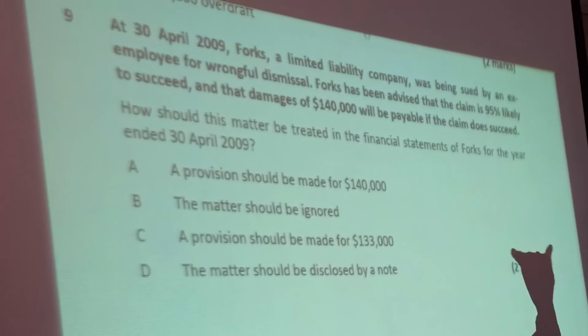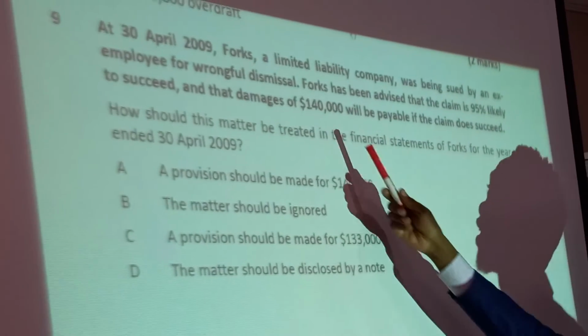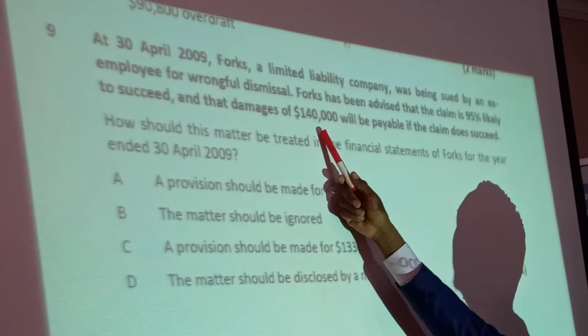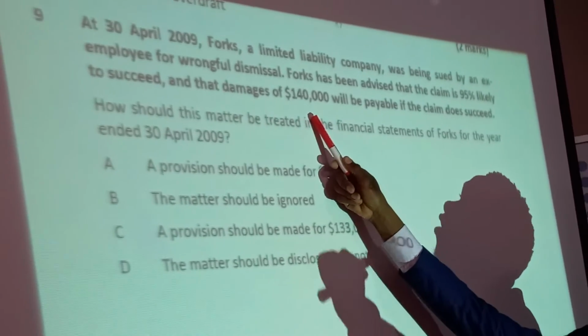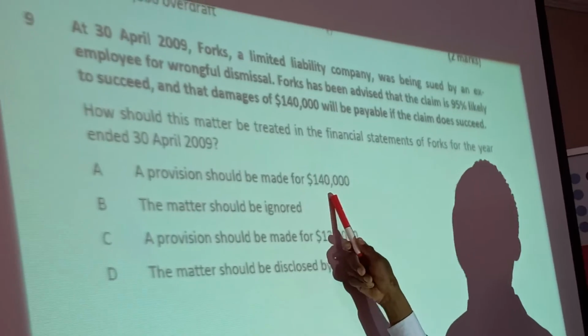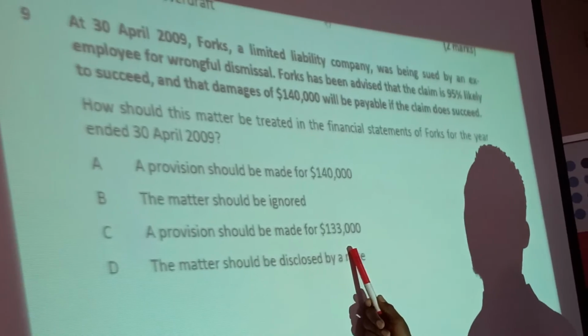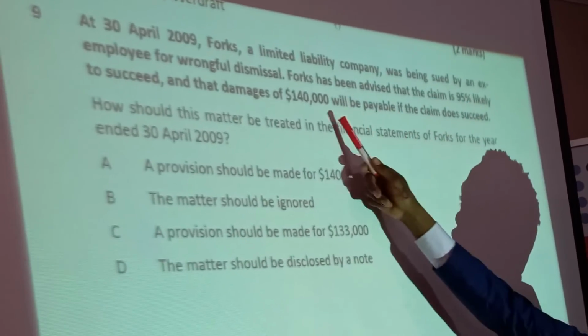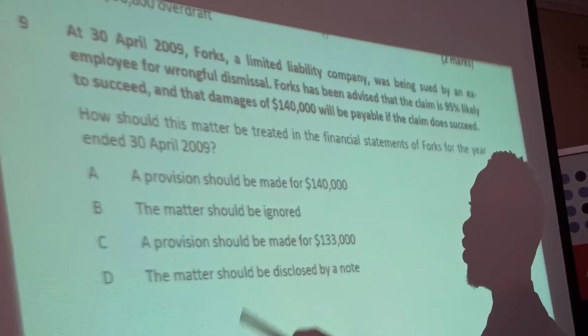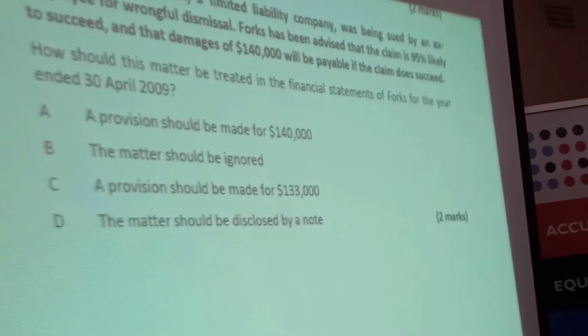So guys, the amount that the employee is claiming, there is a high chance that we will lose that full amount, which is 140, not 133. It doesn't make sense to say 95% of this, then you get this amount. You understand? The correct answer is A.